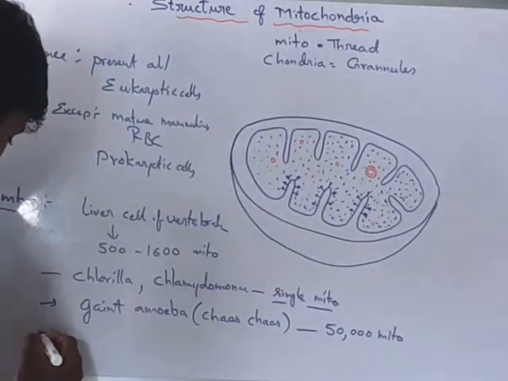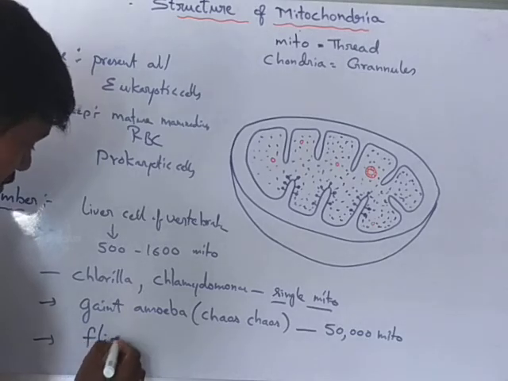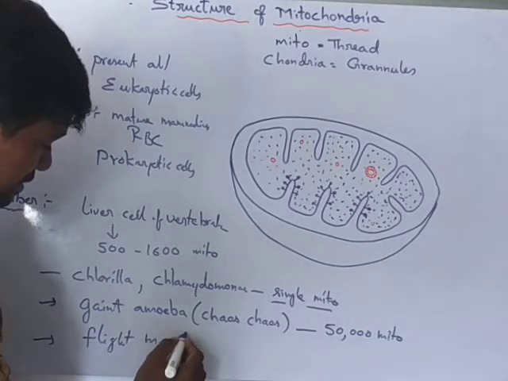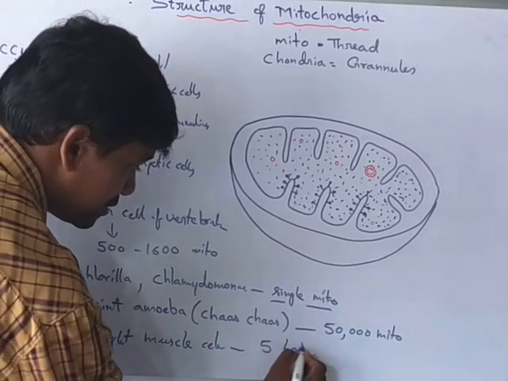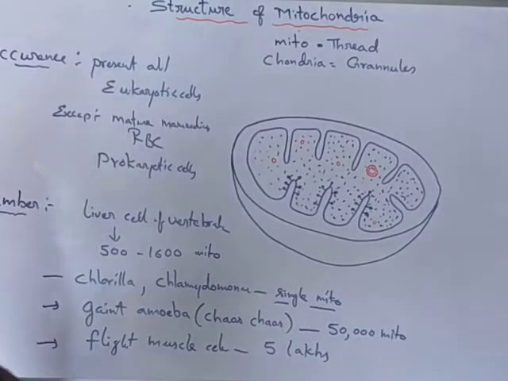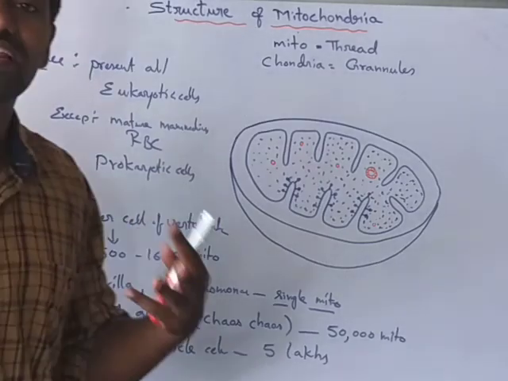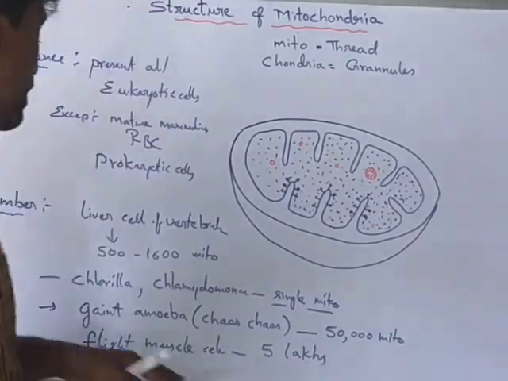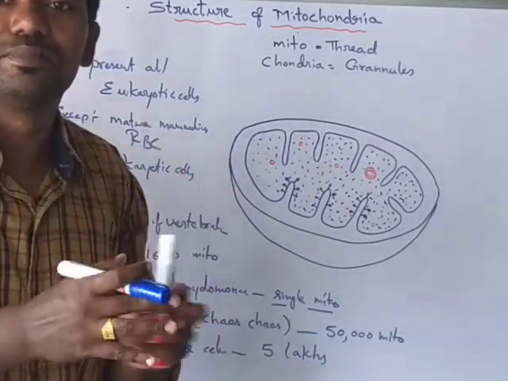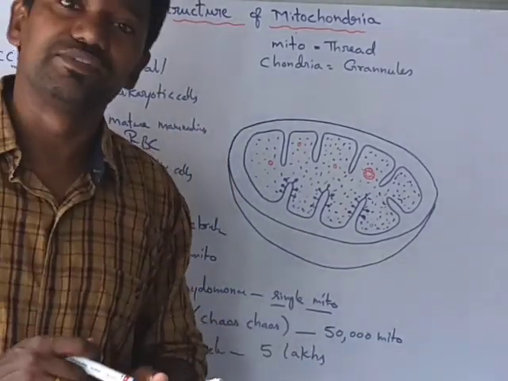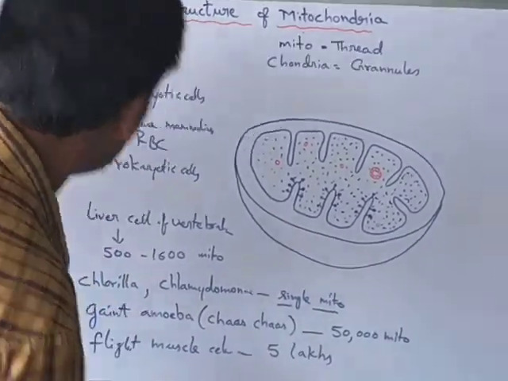If you see the flight muscle cells, they have nearly 5 lakh mitochondria. Why? Because the flight muscles need more energy, so the number is based on their cell activity, the function of cellular respiration. This is about the number.